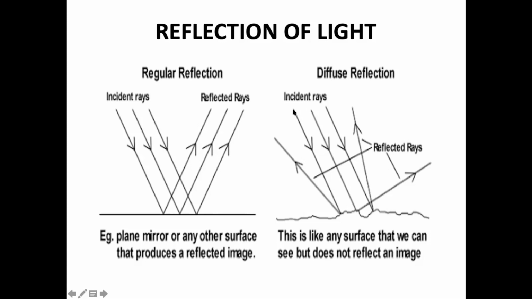You can see this light falling on a surface, it is reflecting back here. This light falling at another angle will reflect back on this side. This ray of light, that is the incident ray, will reflect back. So this type of reflection on an uneven surface is called diffused reflection.